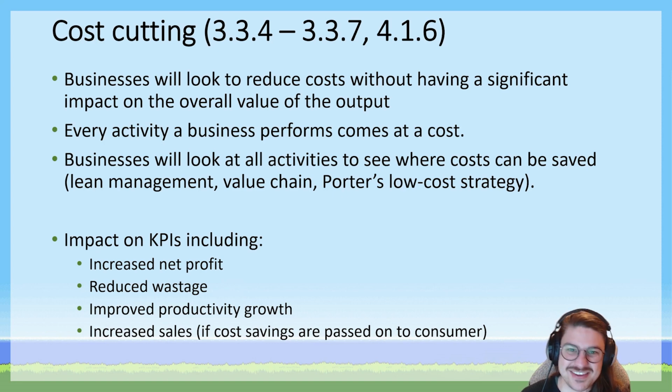Cost cutting is named in this key knowledge point, and this is really any efforts made to reduce operational costs. So this could be redundancies, this could be lean management, this could be just-in-time materials management, saving money on inventory. I've included some references, 334 to 337 and 416 as specific places, 416 being the low-cost strategy from Porter's generic strategies. Different places in the study design where we specifically talked about strategies that can reduce costs.